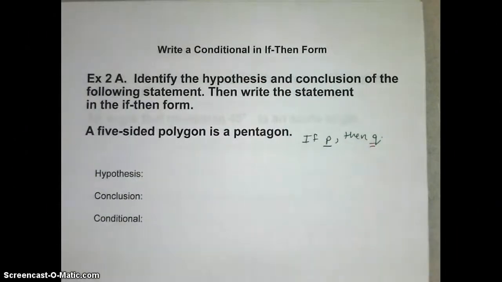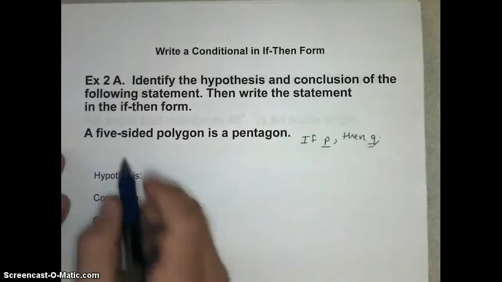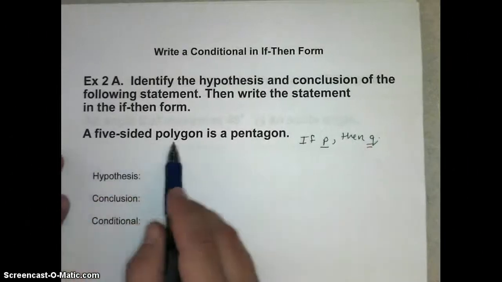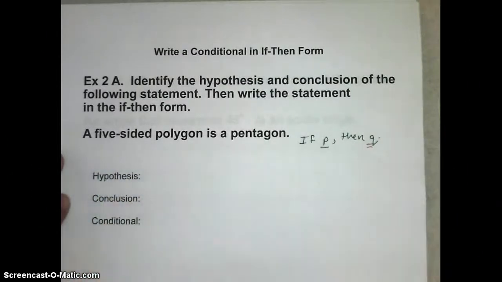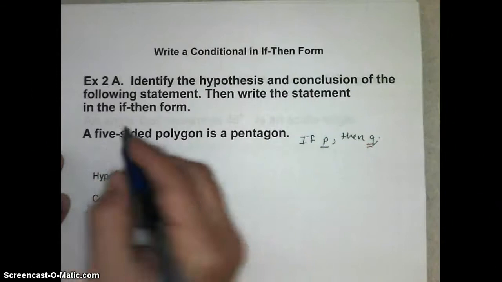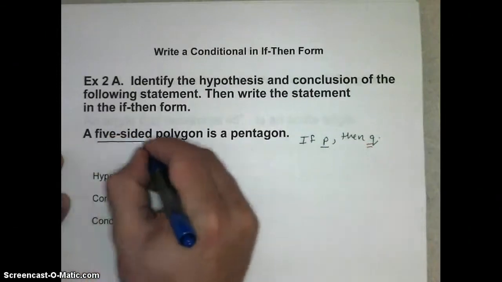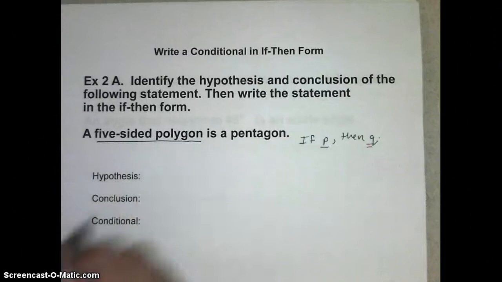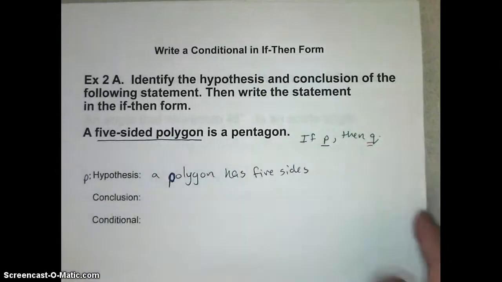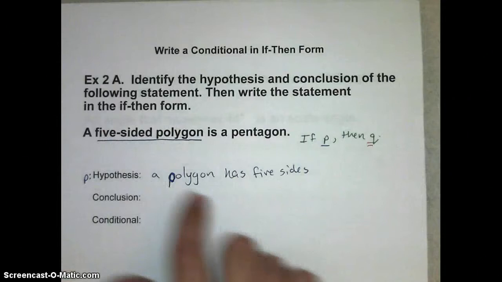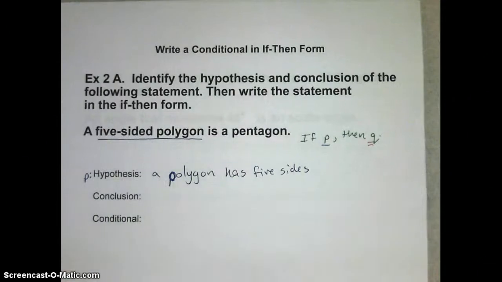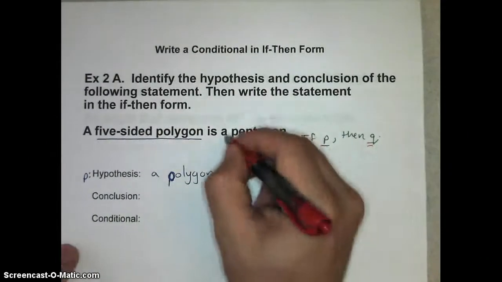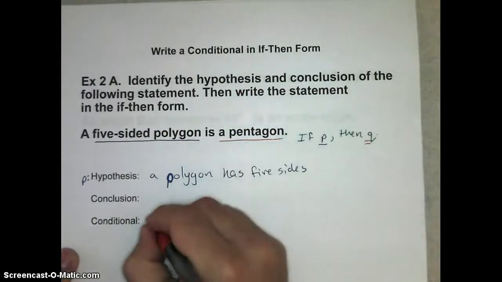So I can call this first one my hypothesis, because if we know that a polygon does have 5 sides, then we know it's a pentagon, and there's a conditional that I just said, but we're going to write that out. 5-sided polygon. So our hypothesis could be that a polygon has 5 sides, or we could just write 5-sided polygon, but we would have to rearrange that wording to something like this, as you'll see when I write the conditional. Then the conclusion is a pentagon.